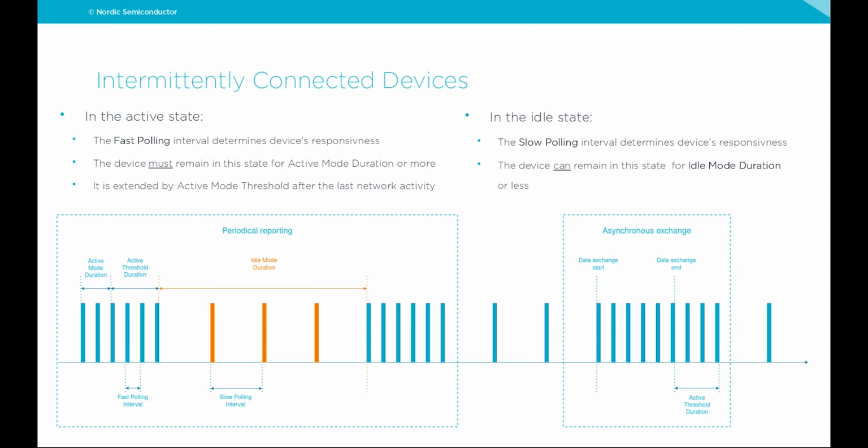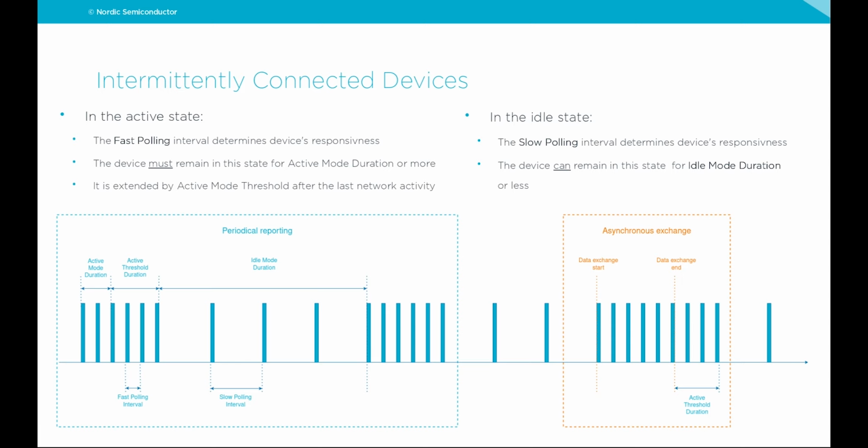In the picture, you can see that the device becomes active again to send a report after a few slow polling intervals. In real life, it would probably be a much longer time, but it would not fit in the chart. So it's just an example.